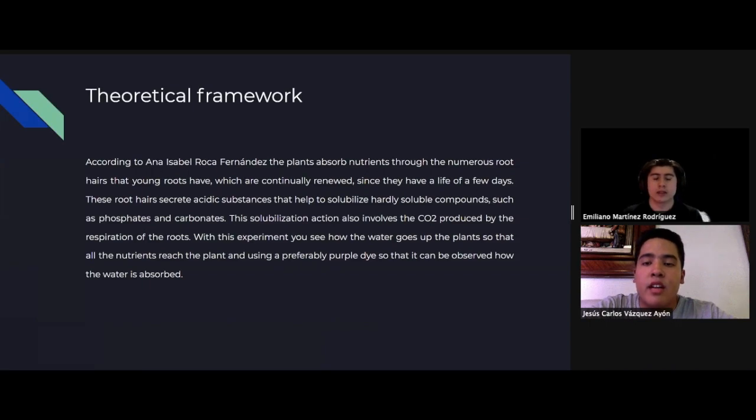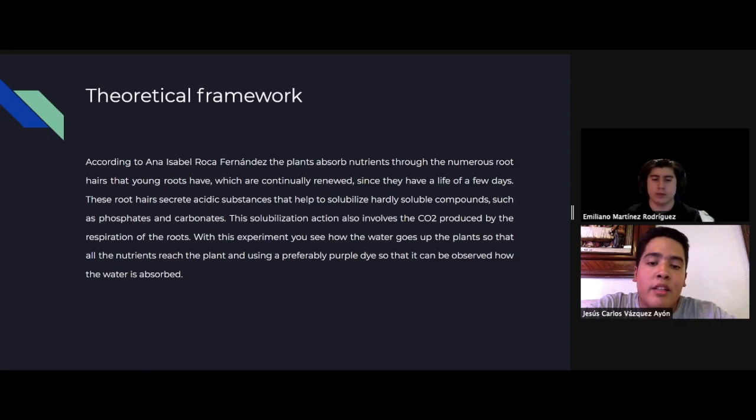The theoretical framework. According to Ana Isabel Roca Fernandez, the plants absorb nutrients through the numerous roots. The young roots have hairs, which are continually renewed since they have a life of a few days. These root hairs secrete substances that help to solubilize hardly soluble compounds, such as the phosphates and the carbonates. This solubilization action also involves CO2 produced by the respiration of the roots.